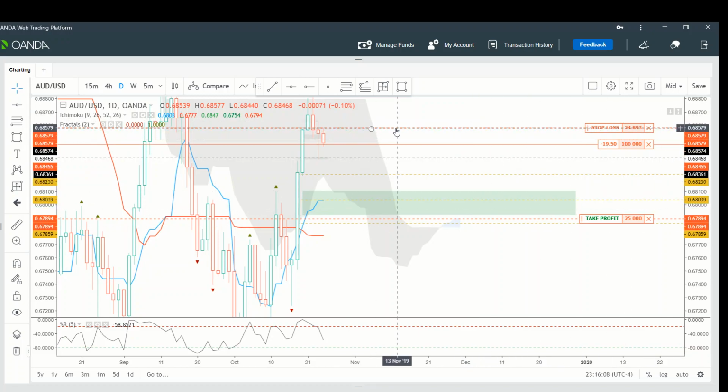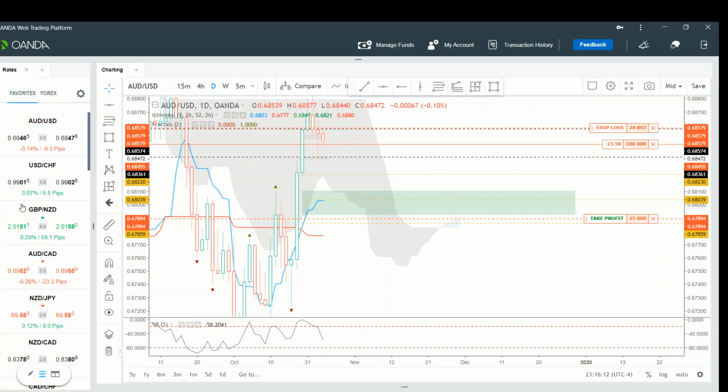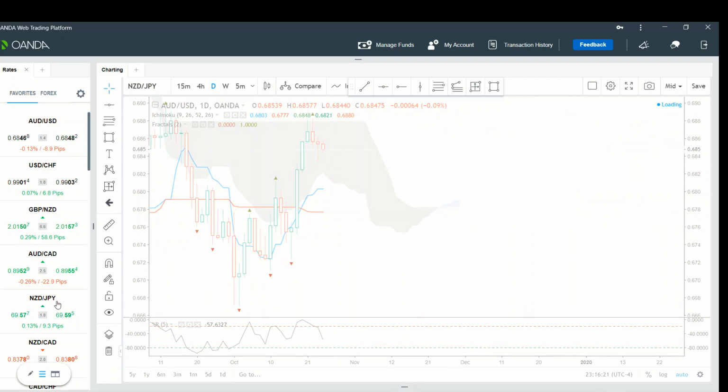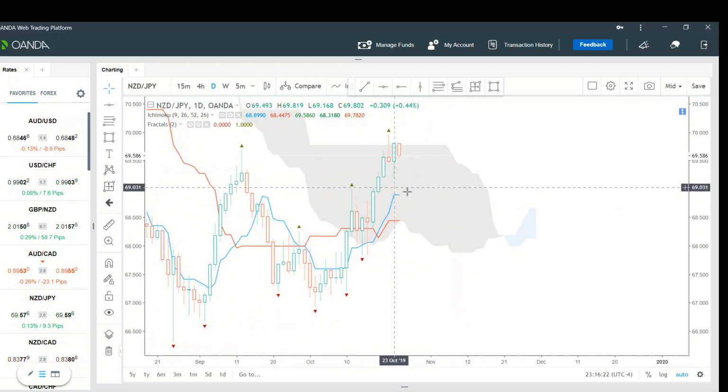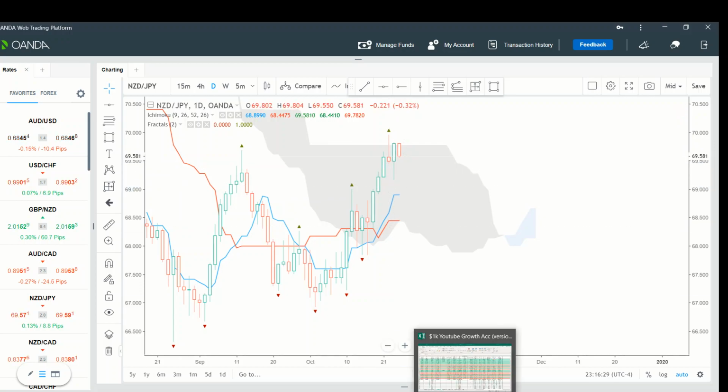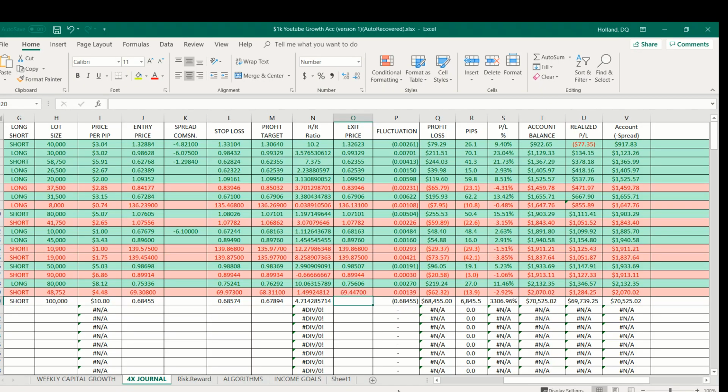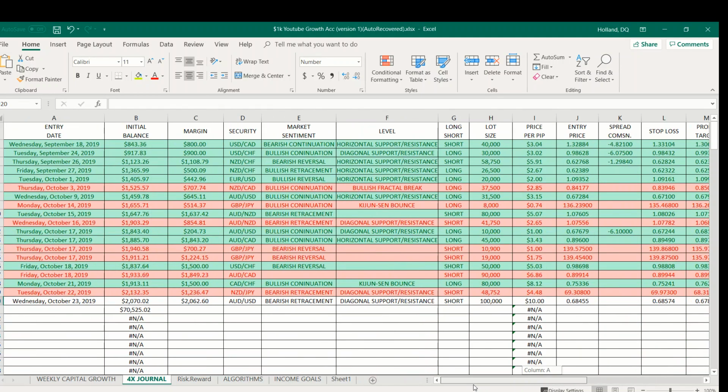Before I get out of this, I want to discuss a trade that I talked about on my last video. Today's Wednesday, so I think it was Tuesday. New Zealand yen. Is this it? Yeah, I actually took this short. As you'll see, I was, well, I wasn't rejected. I was stopped out.